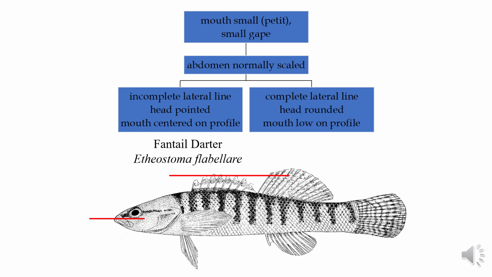If you have a small darter whose abdomen is normally scaled, look at the mouth. Is it just a fairly normal terminal mouth? And if so, does the head look rather pointed and the mouth is centered on the profile of the fish? You're probably looking at a fantail darter. Another aspect of the fantail darter is that the spiny dorsal is significantly shorter than the soft dorsal, the fantail darter.